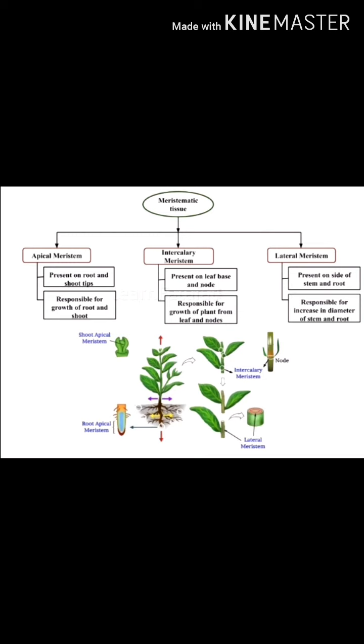And what is cambium? Cambium is the region which is responsible for growth in thickness. So these are the three types of meristematic tissue. Just now we have studied meristematic tissue. So let's study permanent tissue.